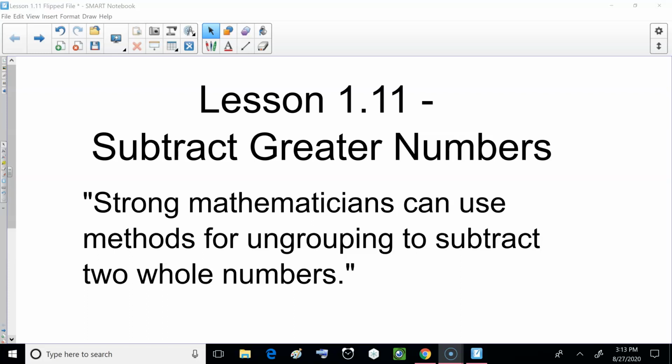So our goal for today is that strong mathematicians can use methods for ungrouping to subtract two whole numbers. We did some subtracting before, now we're getting to numbers that are really big. Great numbers, which is kind of fun to start, which means when we start to subtract, there are lots of things that we need to watch and take our time as we go through.